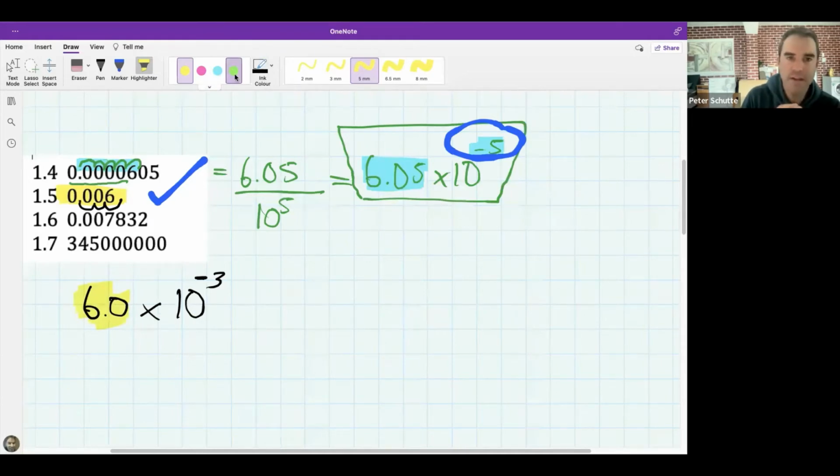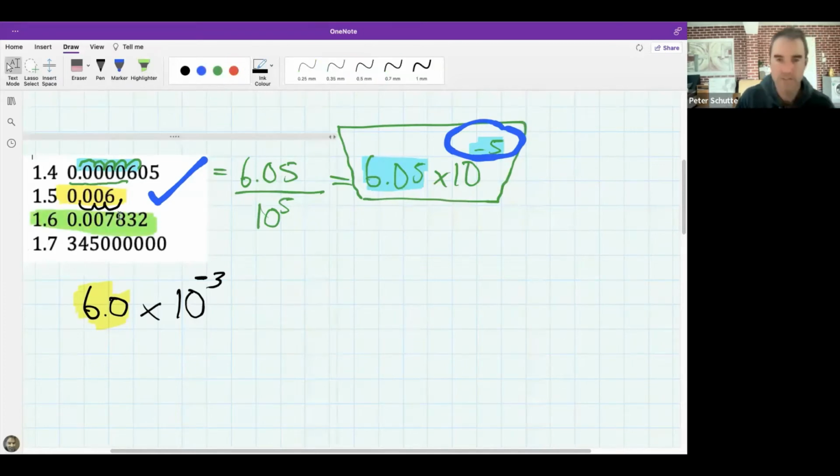Okay, let's do another one. Let's do 1.6. I want everybody to try and write 1.6 in scientific notation. Well done, my people. You guys did well. Those of you that forgot the minus, remember that it's important, as Teacher Peter is telling us. So just do some corrections on your work like this, so you don't forget it.